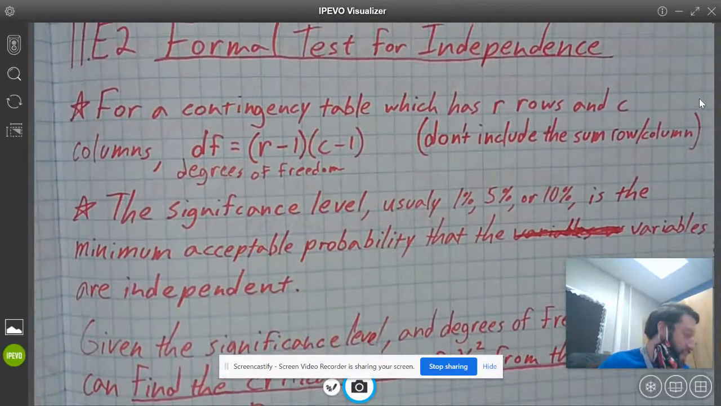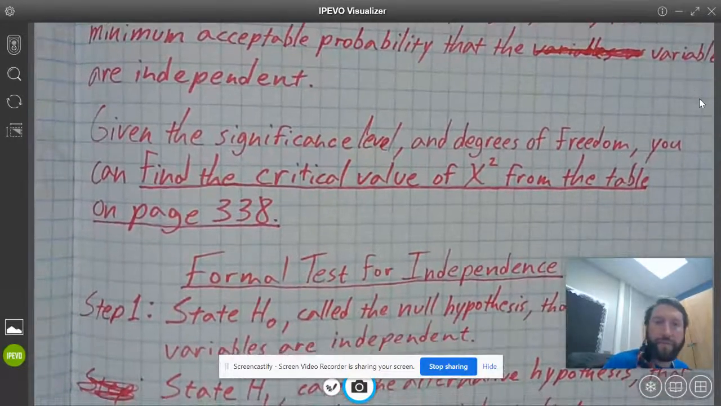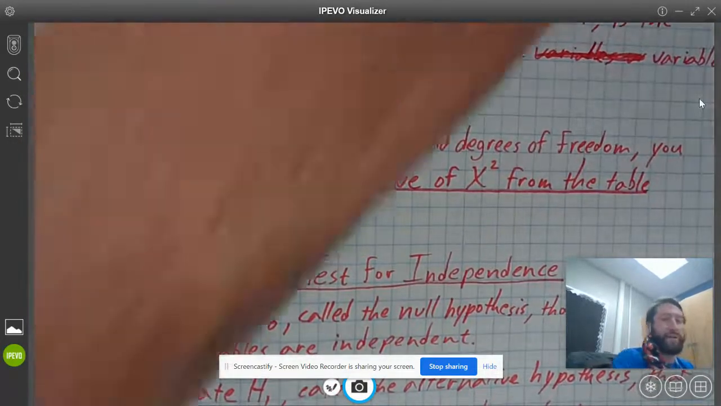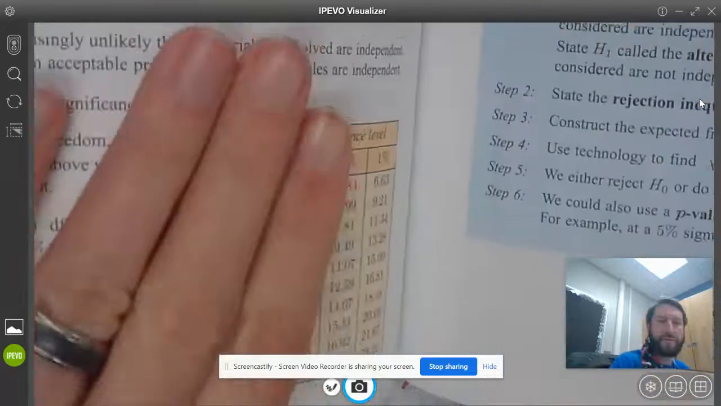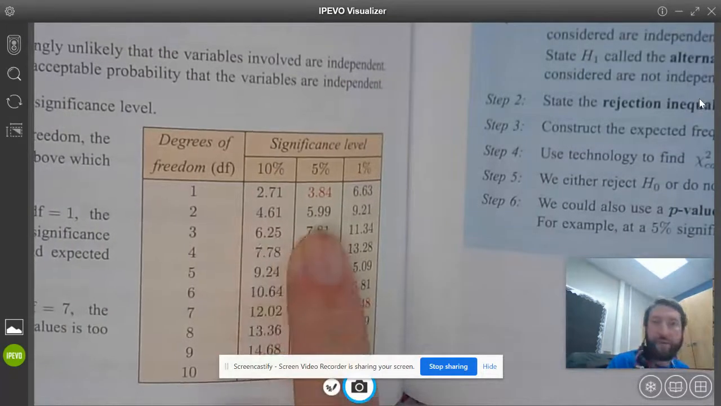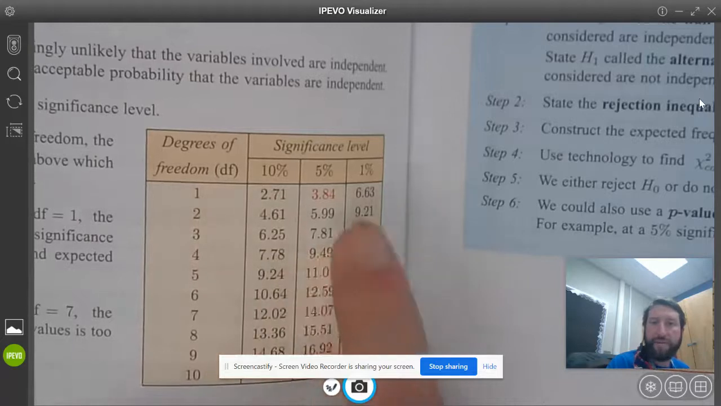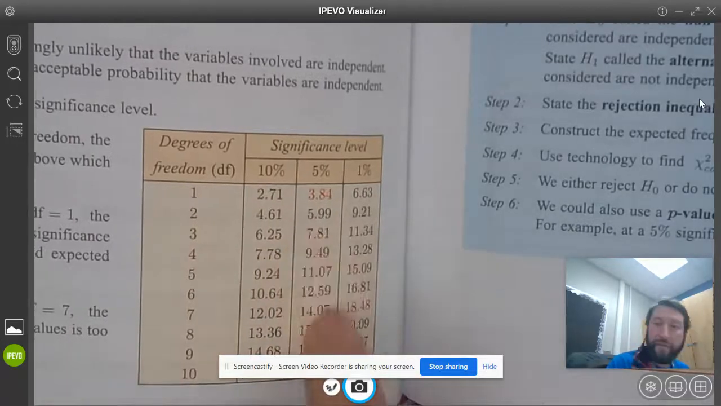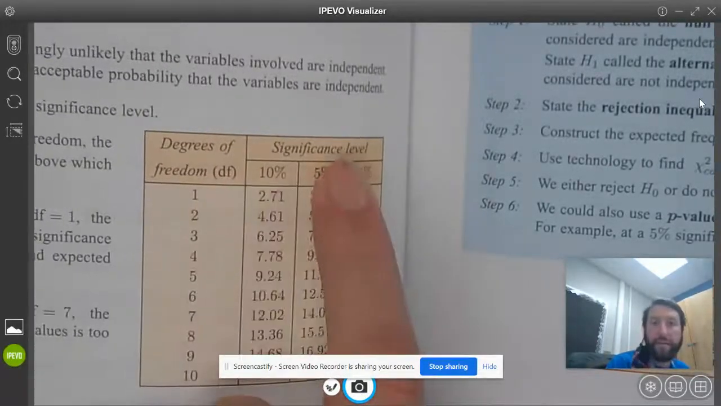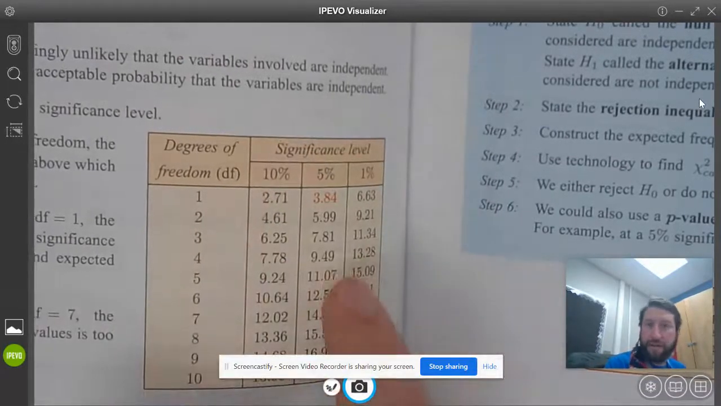Now, given the significance level and the degrees of freedom, you can find the critical value of chi-squared from the table on page 338. Let me show you right quick. This is on page 338. These are the critical values. Based on the significance level and the degrees of freedom, you can figure out what the critical value has to be. Again, you find degrees of freedom first, then look at the significance level they give you, and once you have those two things, you can look up the critical value in the table.